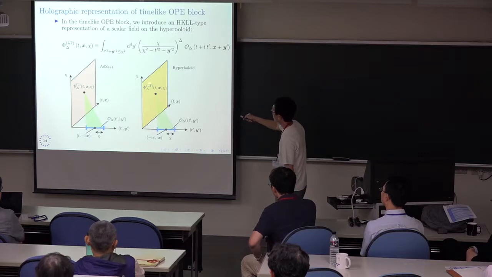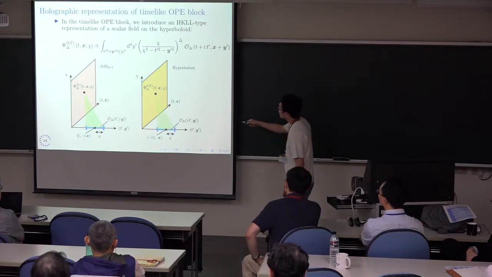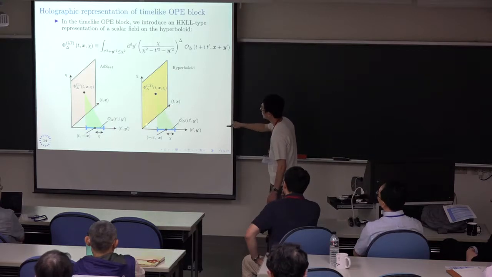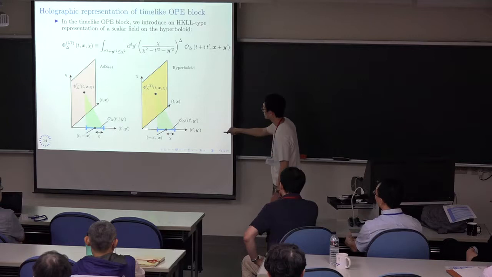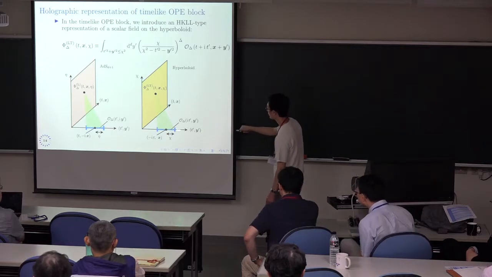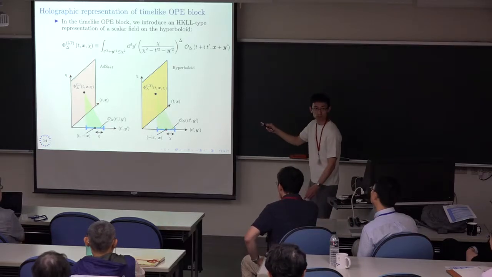Now we have a hyperboloid, and this is the Minkowski space, R^{1,d-1}. Now you prepare your state on the Euclidean section, the Euclidean space, and you let it propagate to the bulk using this coordinate. So this is what we found.